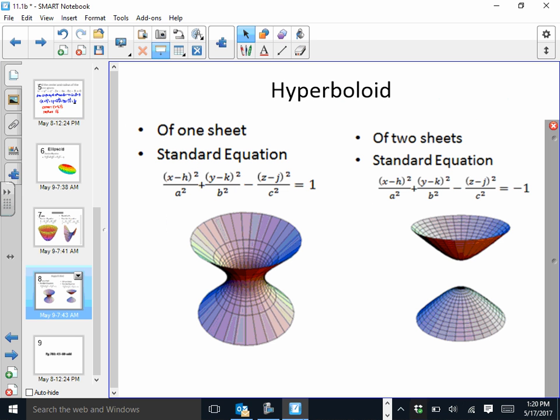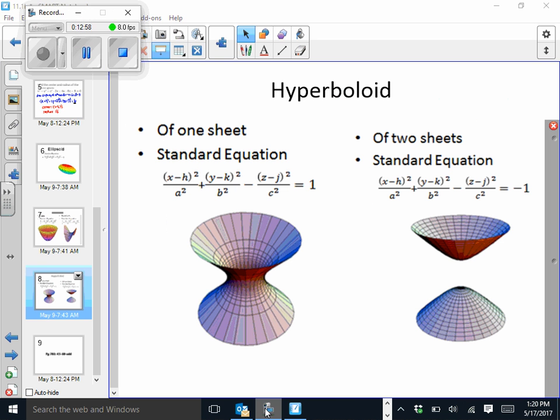Pretty sweet, right? So any of you that get into calculus 3, you'll be working in 3 dimensions.